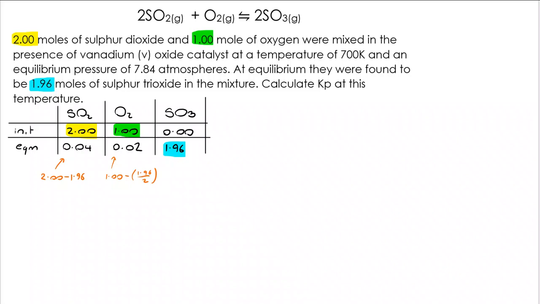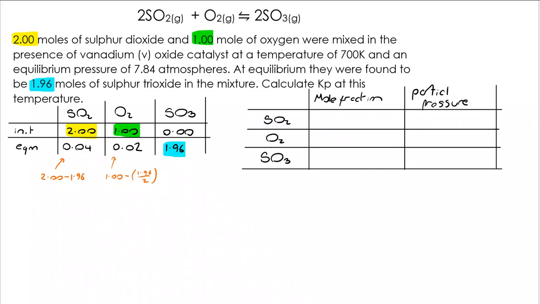Now let's move on, because once I've got my equilibrium moles, I can calculate my mole fractions. My total number of moles here is 2.02, 1.96 plus 0.02 plus 0.04. So I can divide each of those by 2.02 and I get my mole fractions, 0.02, 0.01 and 0.97. Again, a quick check here, they should all add up to 1, and they do.